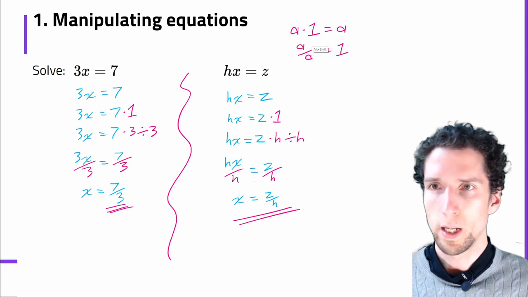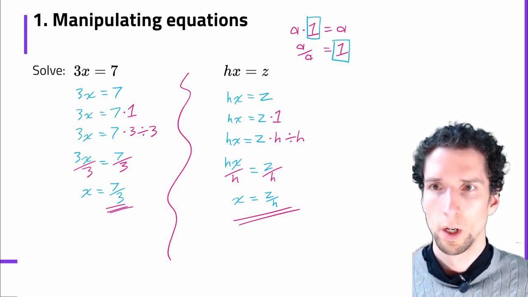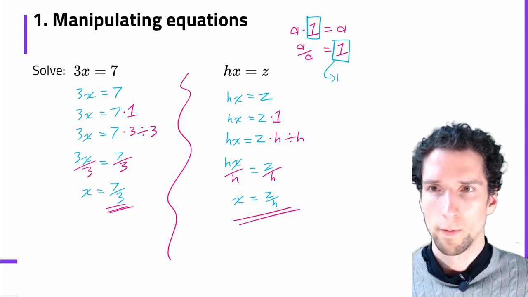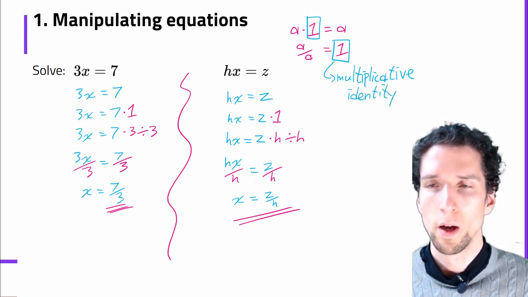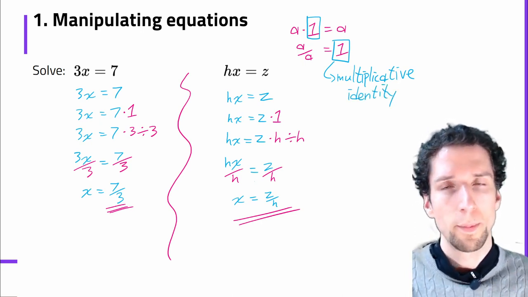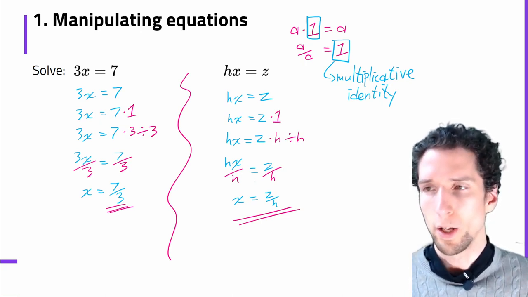And using this idea here of 1, this here is the multiplicative identity, just like with addition, because when we multiply by that thing, the result does not change.